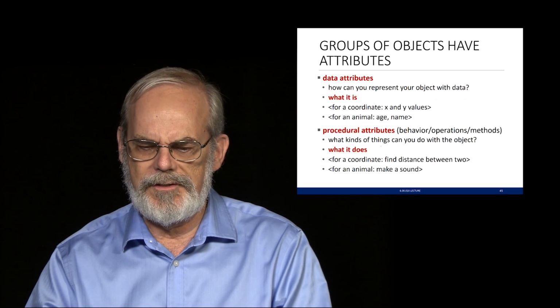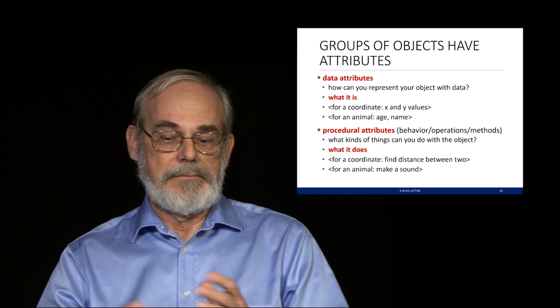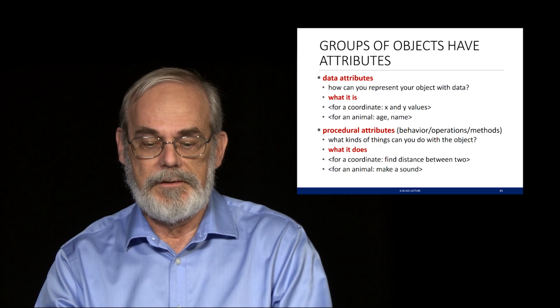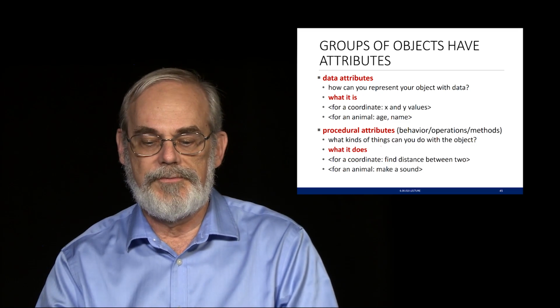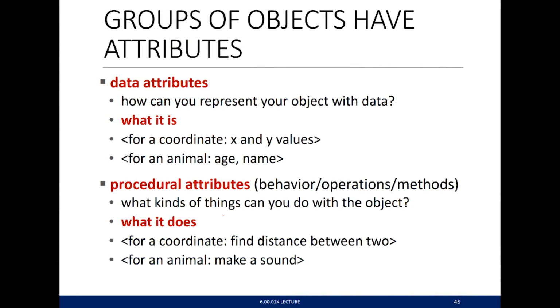Let's see what happens if we wanted to build that out. So I need to think about what are the data attributes and what are the procedural attributes. This is just recapping what we've done before. The data attributes: how do I represent our object with data? As everything so far has been numerical, I can start thinking about other kinds of things. For an animal, it might be an age, which is a number, but also a name.